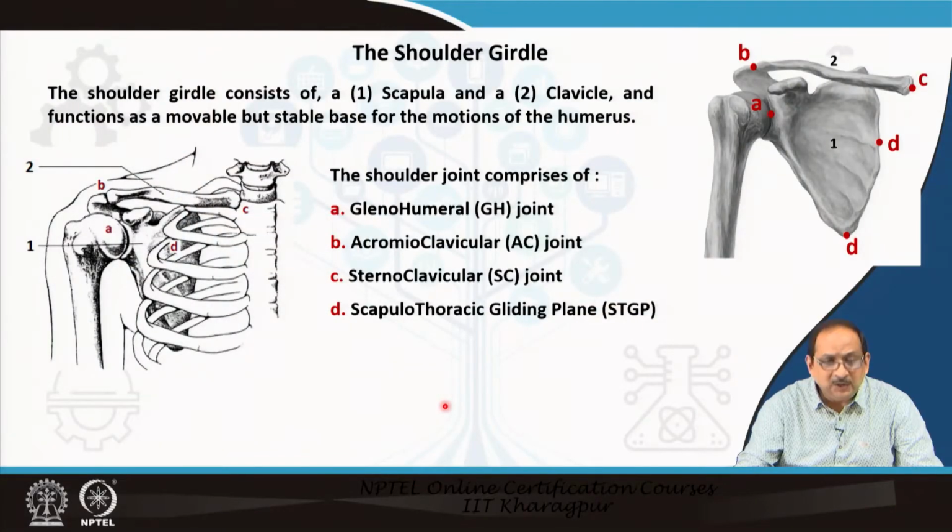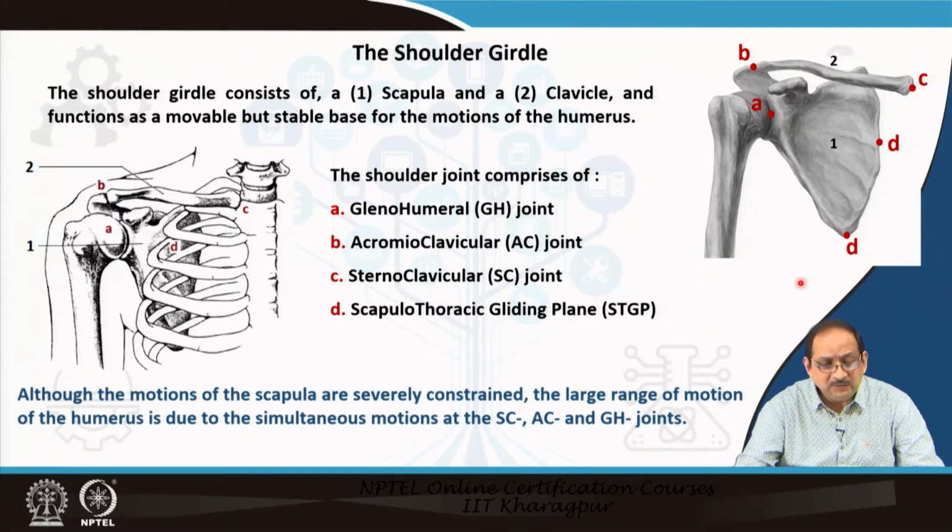So, the shoulder girdle consists of a scapula and a clavicle and functions as a movable but stable base for the motions of the humerus. The shoulder joint comprises the glenohumeral joint, acromioclavicular joint, sternoclavicular joint and the scapulothoracic gliding plane, which is represented here in this figure by 2 points on the medial border.